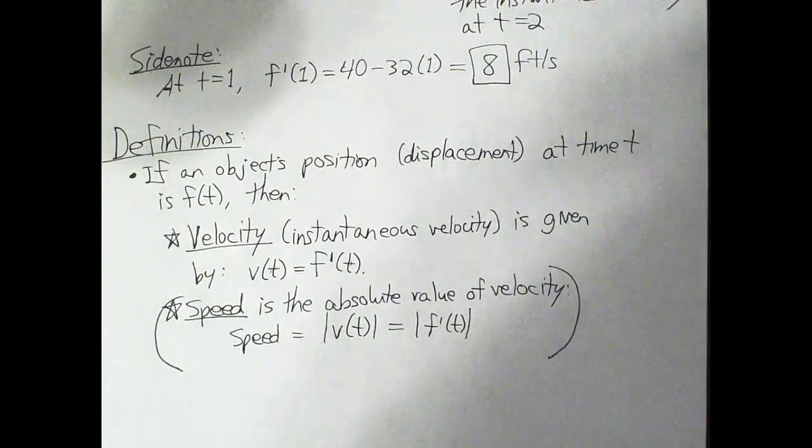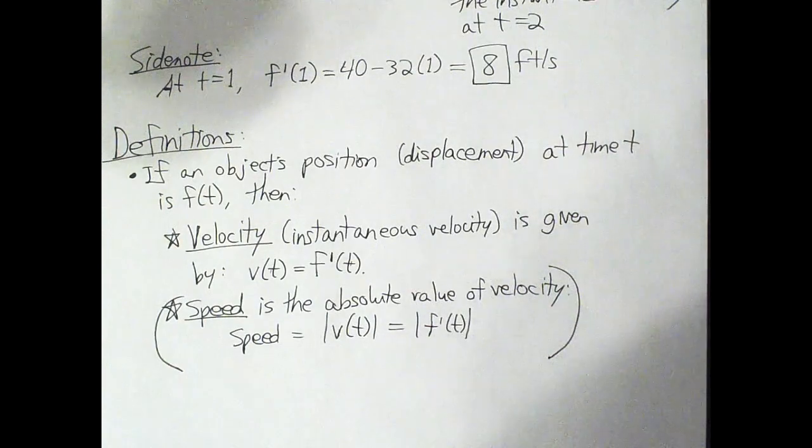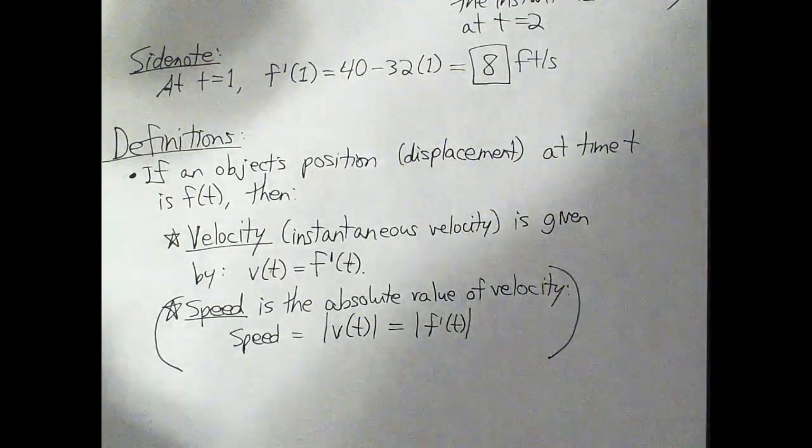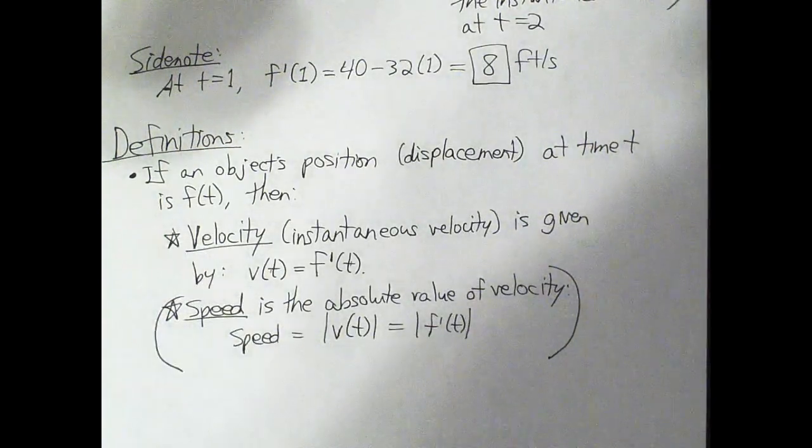And if velocity is negative, that indicates direction. You're going in the positive direction or the negative direction. It might be forward and backwards. It might be upward and downward. So in a way, velocity kind of gives us more information.